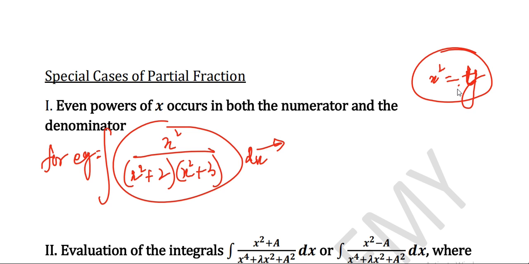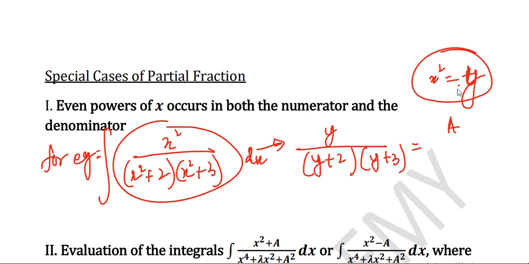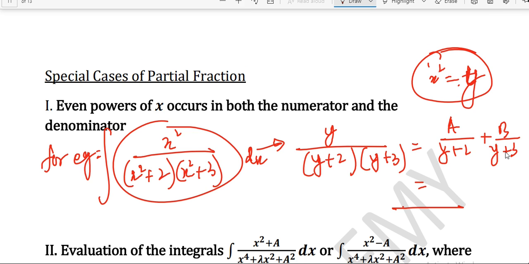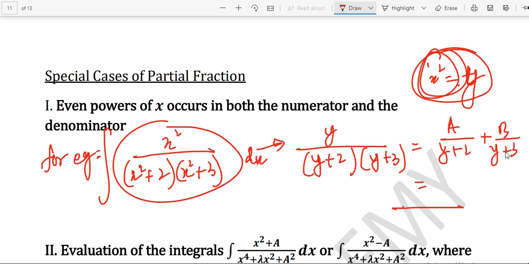So let's take this x square as y, and while you do the partial fraction process, you can simply replace the value of x square by y plus 2 and y plus 3. Now this will be a by y plus 2 plus b by y plus 3, and then the rest of the process will be the same. And after calculating whatever will be the value, you have to simply again replace the value of y by x square.